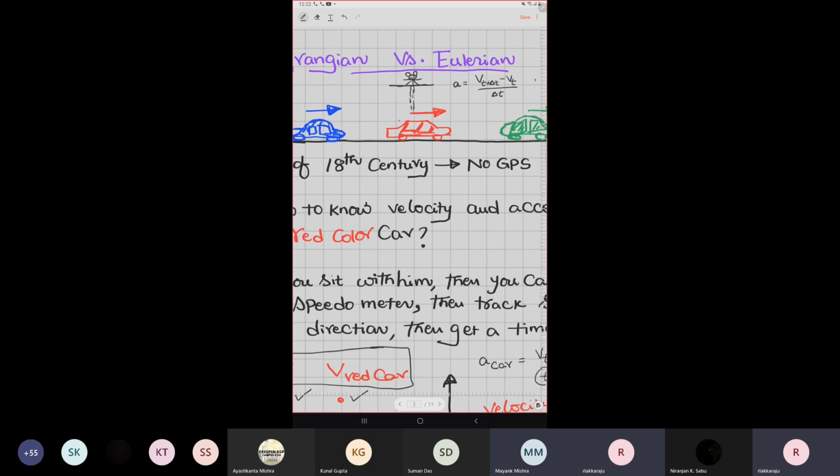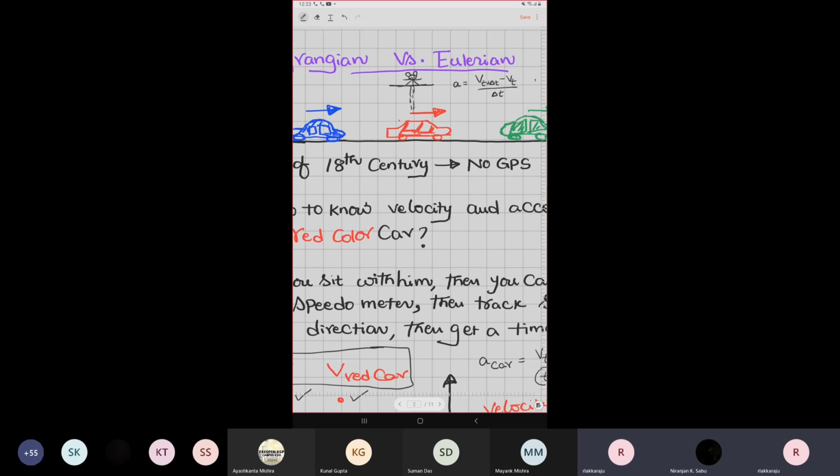At t plus delta t, he might be seeing some velocity. At t, he might be seeing another velocity. This delta t, how close, how large, depends on what kind of accuracy he would like to have. That's the only difference. Can he call that acceleration? No. Why? They are different cars, so we cannot associate it precisely with one car.